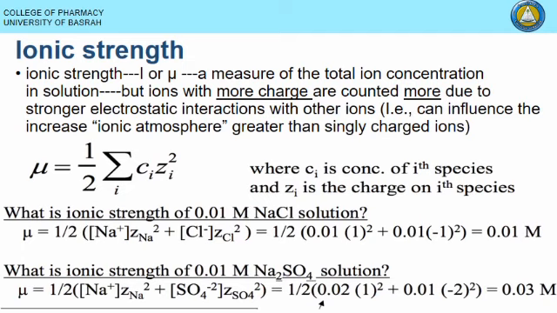That's why, when we have a similar concentration of NaCl and Na2SO4, we will not expect a similar behavior of electrolyte in these solutions. Why? Because the ionic strength of NaCl is equal to 0.01, while the ionic strength of Na2SO4 is equal to 0.03.